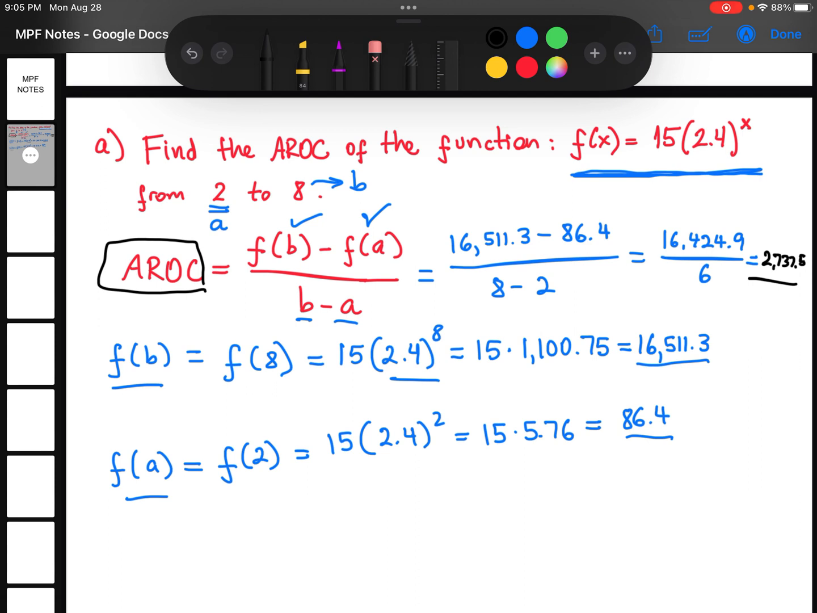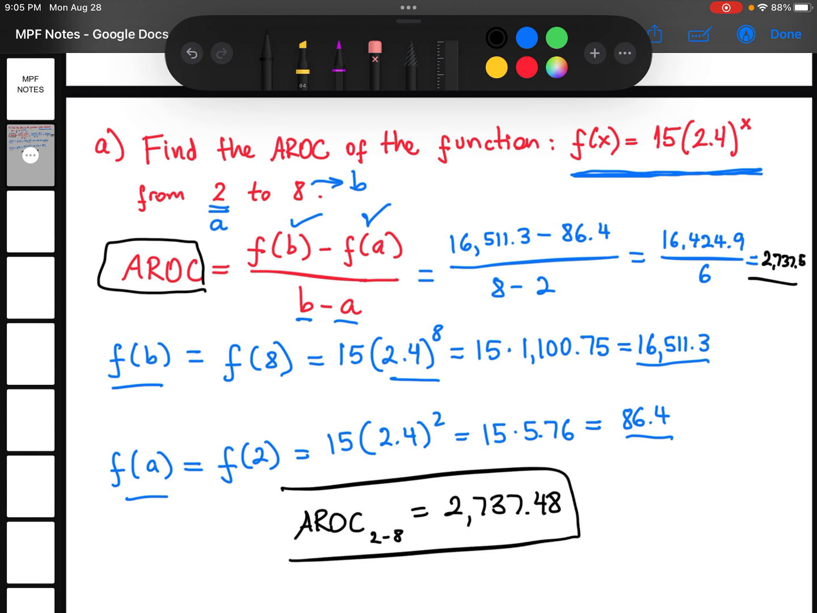So I'm going to write the answer down here again. The average rate of change of the function between 2 and 8 is going to be 2,737 point, well, actually 0.48. That's what you should get. And that's all you have to do, guys.